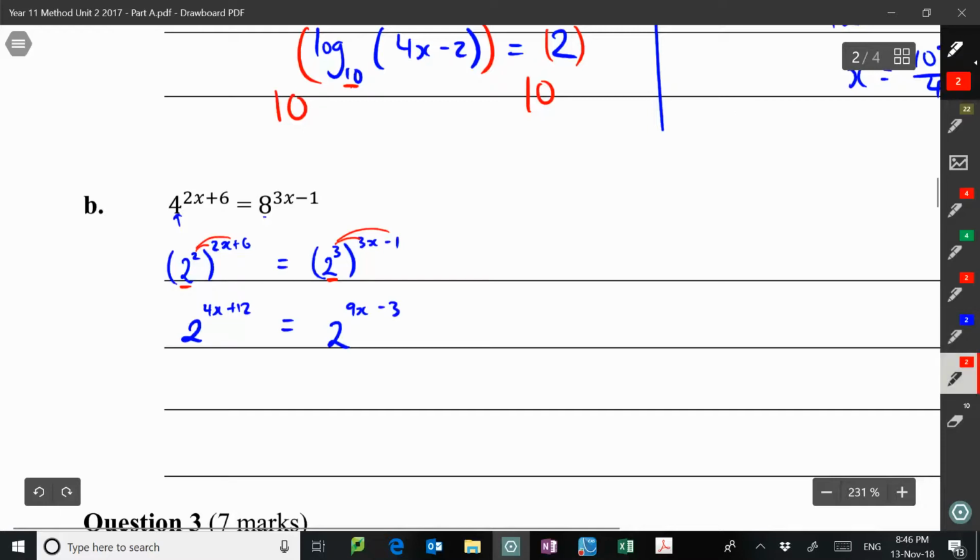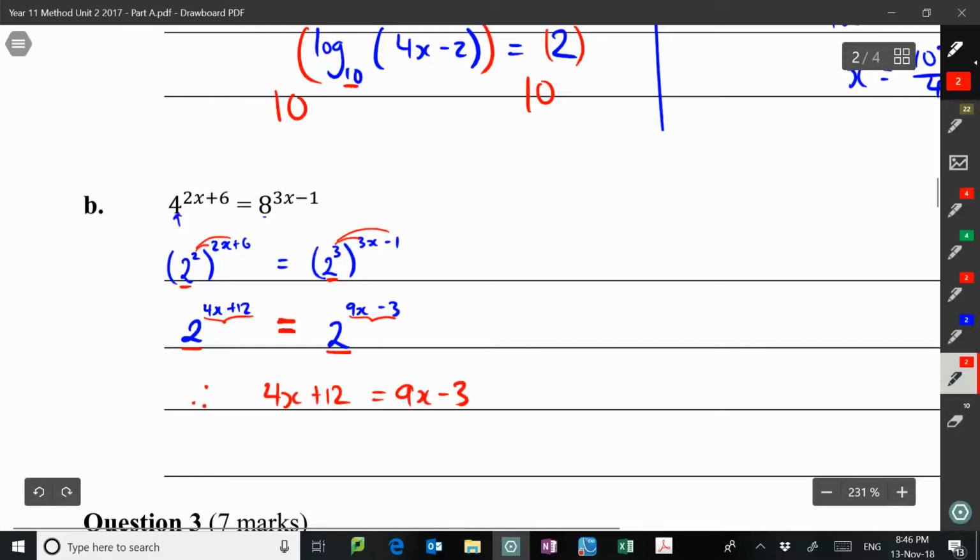Why did I do that? The reason is that if the bases are the same, and apparently it's equal to each other, that means the powers have to be equal. Because it's pretty much the same equation. The only difference is the power. So if they're equal to each other, the powers have to equal each other too. So therefore, 4x plus 12 is equal to 9x minus 3.